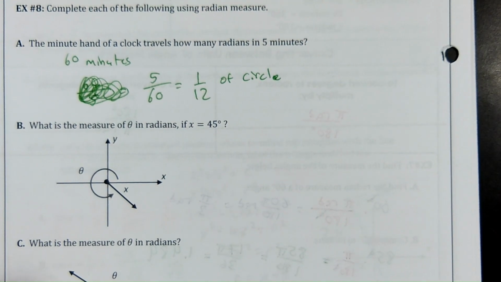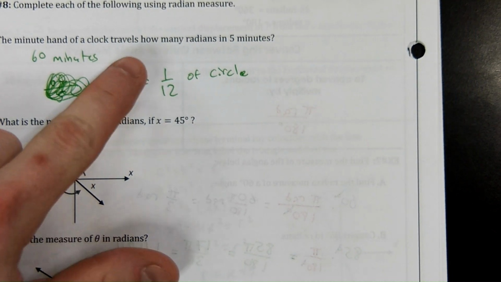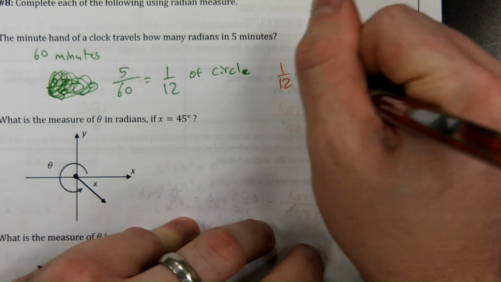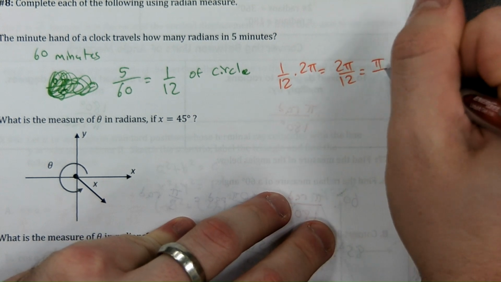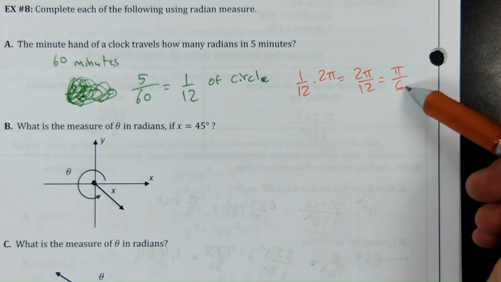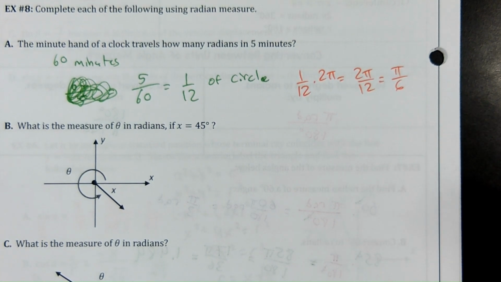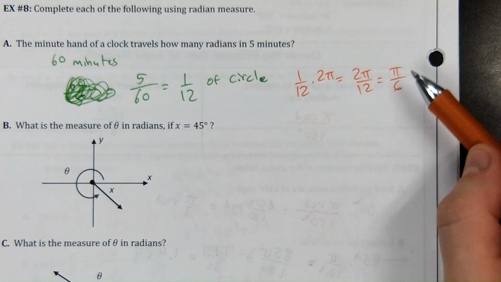Yeah? Cool with that? Well, how many radians are in a full circle? 2 pi radians in a full circle. So if you'd like to know how many radians there are in 1/12, you do 1 over 12 times 2 pi. That gets you 2 pi over 12, which reduces to pi over 6 radians. Which is, what's 180 degrees divided by 6? 30. Okay, that's 30 degrees. See, 360 divided by 12 is 30. But it's pi over 6 radians.